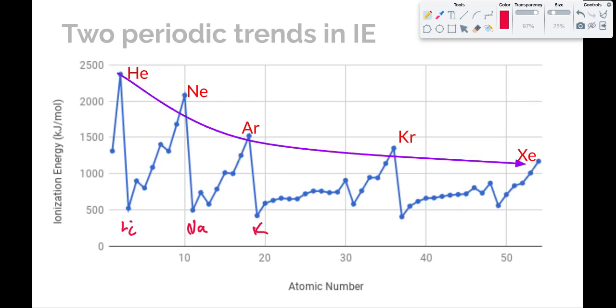A second trend that we see is that if you look at the peaks at all the noble gases, or if you take the halogens, the fluorine, chlorine, bromine, iodine, or pick any group that you want to, as you go down that group, the ionization energy decreases. Once again, this is explained by that Coulombic attraction. Here, if you pick a group, that's a column on the periodic table, the effective nuclear charge is going to be the same for every one of them.